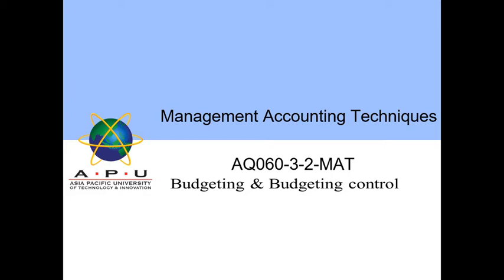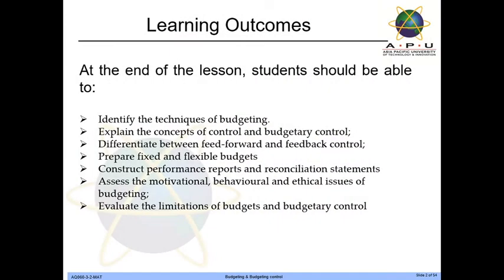Before we go to our chapters, I want you to know the learning outcomes for the chapters. First is to identify the techniques of budgeting. We will learn different techniques of budgeting. Then explain the concept of control and budgeting control. Differentiate between feed forward and feedback control. Prepare fixed and flexible budgets. Construct performance reports and reconciliation statements. Assess the motivational, behavioral and ethical issues of budgeting. Evaluate the limitations of budget and budgetary control.